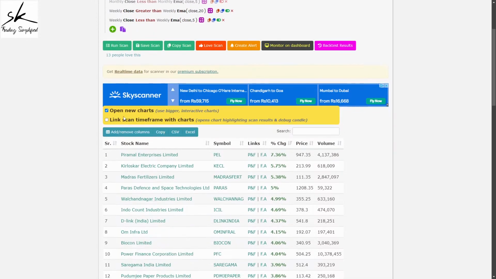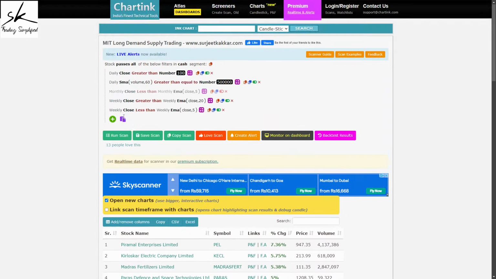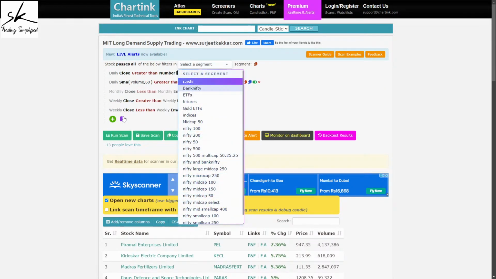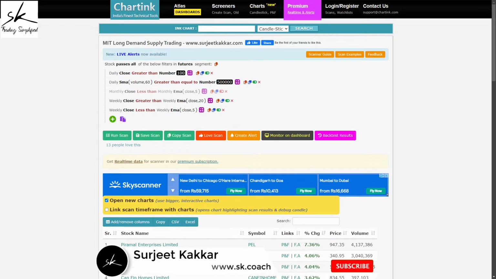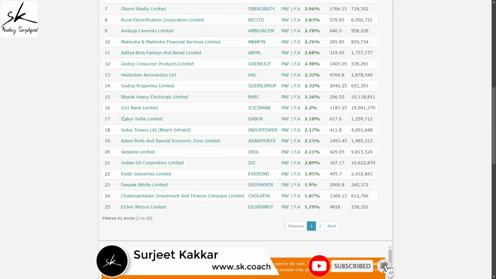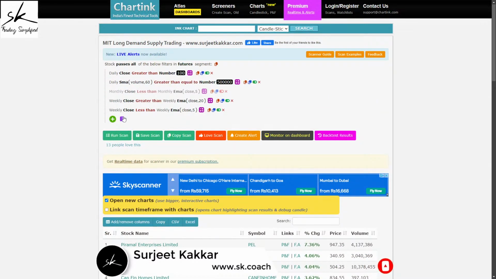But if you feel that this list is still big and you further want to filter it out, you can use different filters. For example, I can say I only want the ones which get traded in futures, and now you can see my list is down to around 42 from 141. So this is how you can apply different filters to have different sizes of the list.